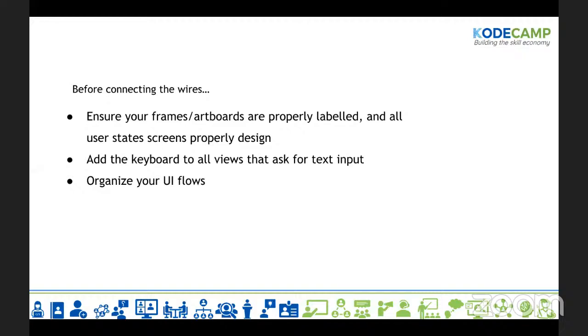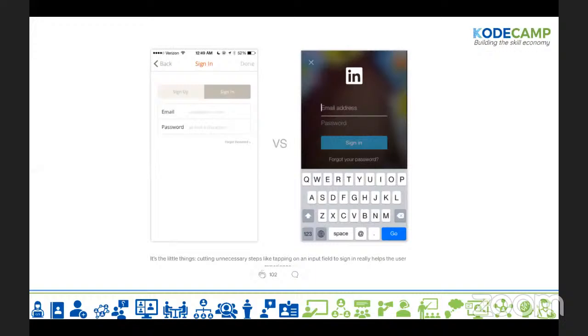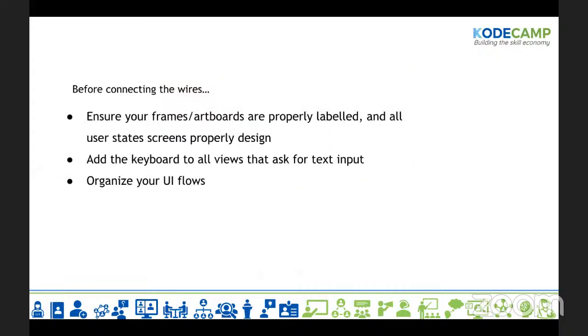Also, you can add the keyboard view to those screens that ask for text inputs. An example is this here. Just like you can see the screen, you don't just leave it blank. You just want to create context. So for the sake of prototyping, this is the stage when users are typing in their details on the platform. You may need to include the keyboard in those kinds of views.